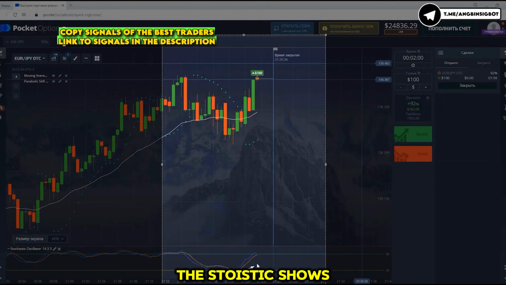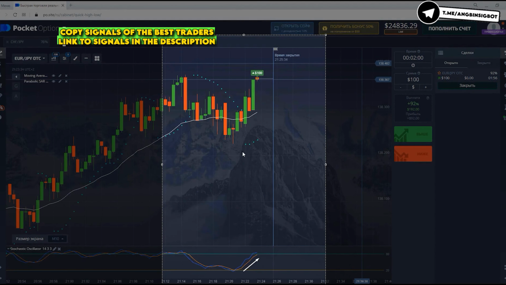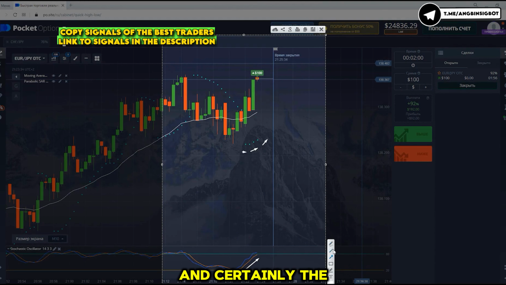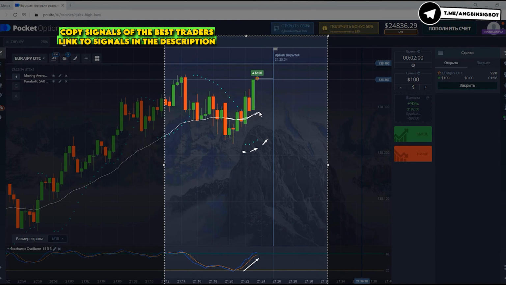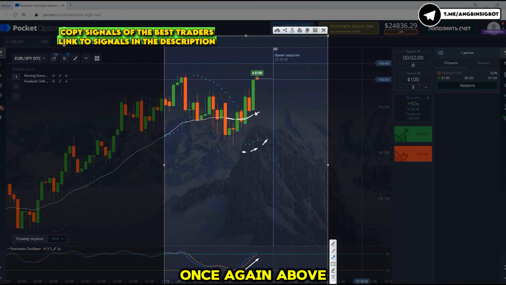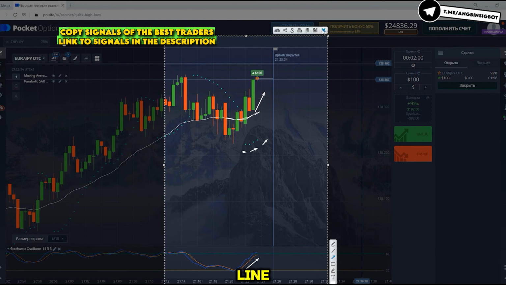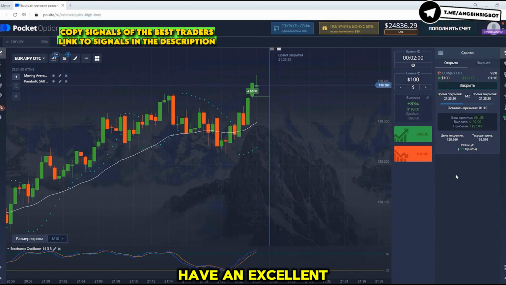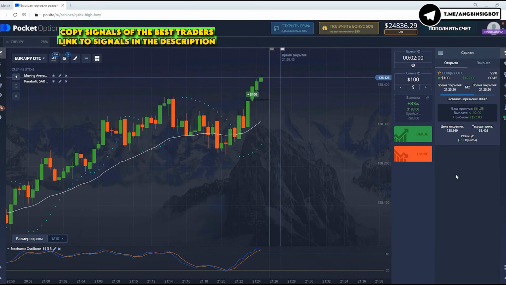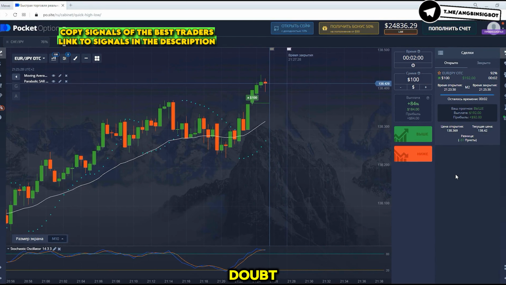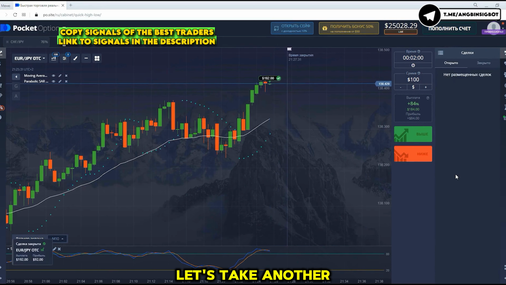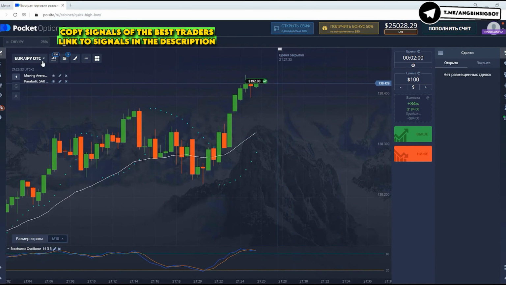The stochastic shows a stable upward movement, and certainly the parabolic also indicates a reversal movement once again upward. And of course the chart is once again above the moving average line, which means we have an excellent entry point ready here. I have no doubt about the profit, without any doubt. Let's take another look at this situation, guys.